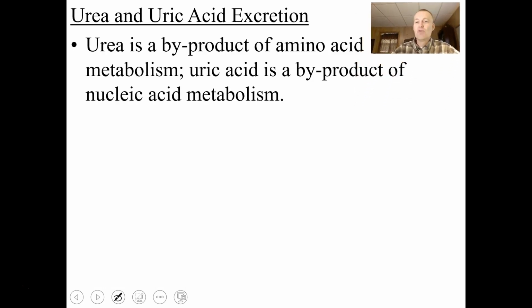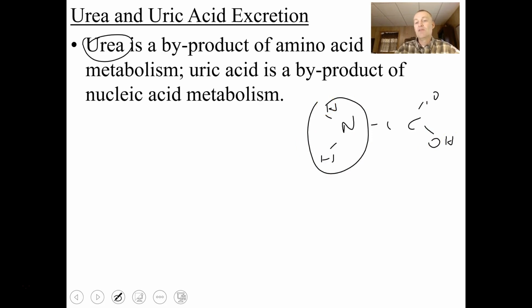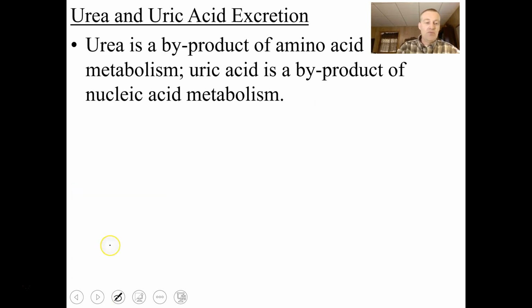All right, well, there are some waste products that we create: urea, uric acid, and ammonia. These are big-time important things to get out of your body. Urea is a byproduct of amino acid metabolism. Anytime you break down amino acids, and I don't know if you remember, but amino acids have an amino group and a carboxyl or carboxylic acid group. So we do have to get rid of that when we break down amino acids.